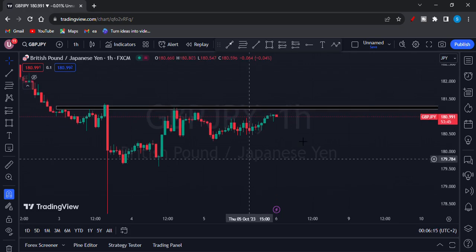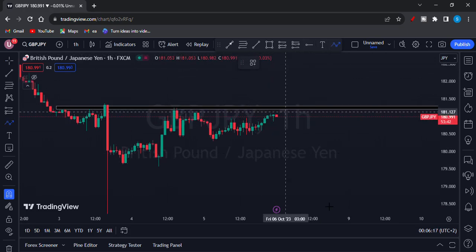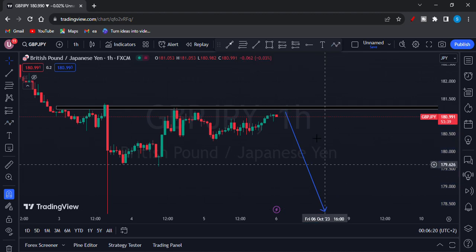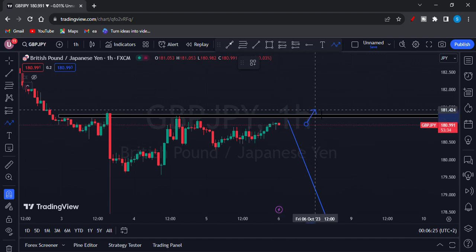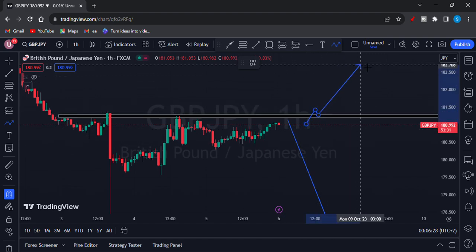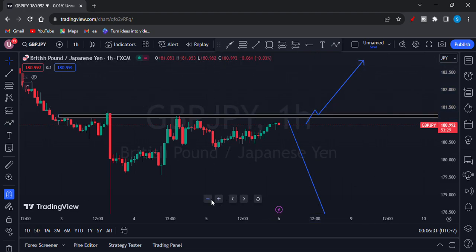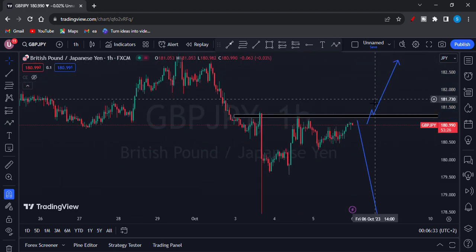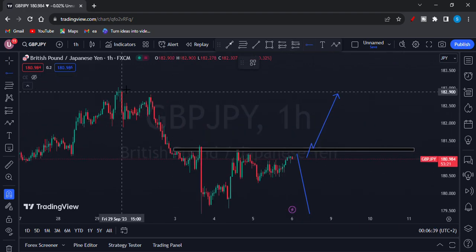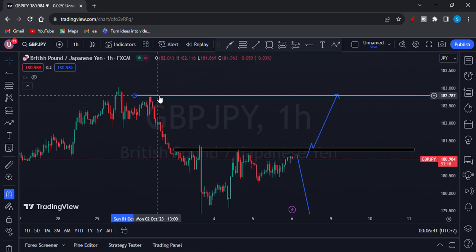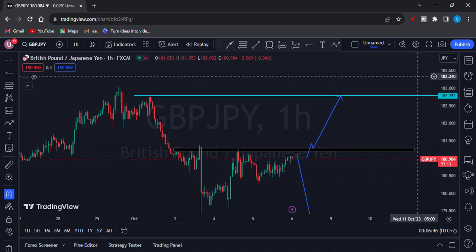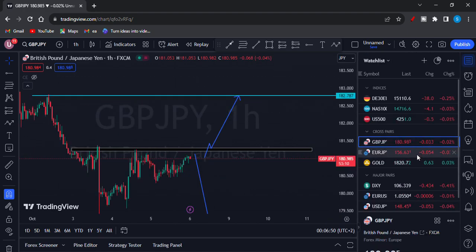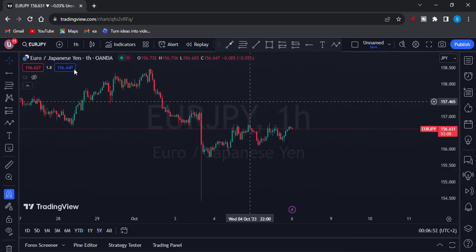So it's possible that the market can decide to push to the downside. Or if this doesn't happen, then we can see like a break, retest, and then continue. And then if I'm going to say something like this, then my potential TP is going to be right here, right there.